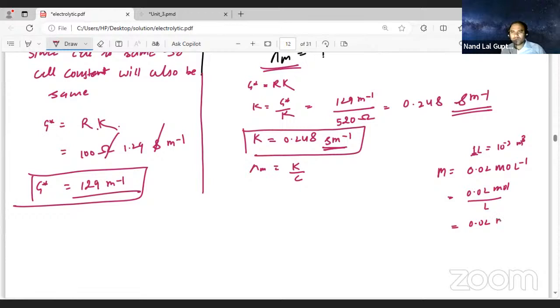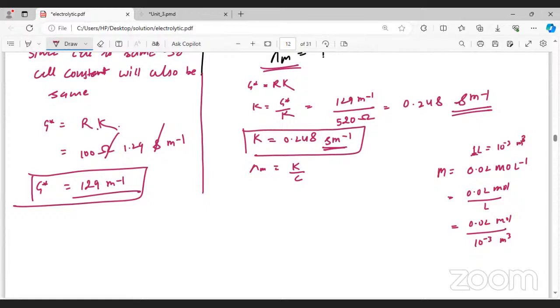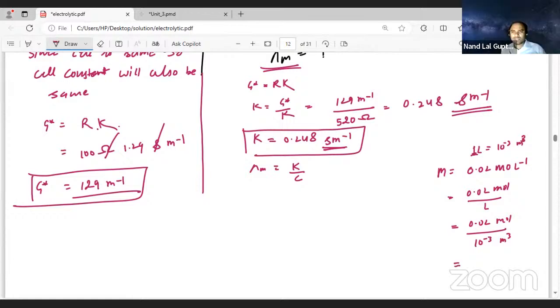0.02 is the mole. At the place of liter, can we write that as 10 power minus 3 meter cube? Yes, sir. Keep watching what I am doing here, you just reverse it. So if you solve this one, how much will it come? It will come 20.